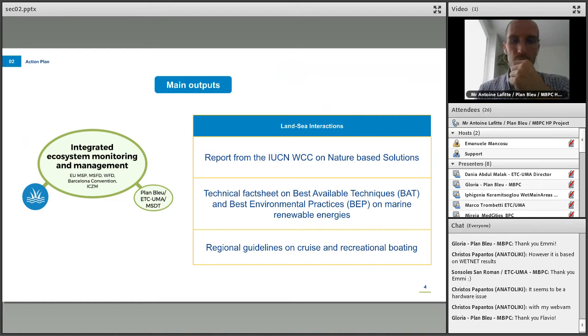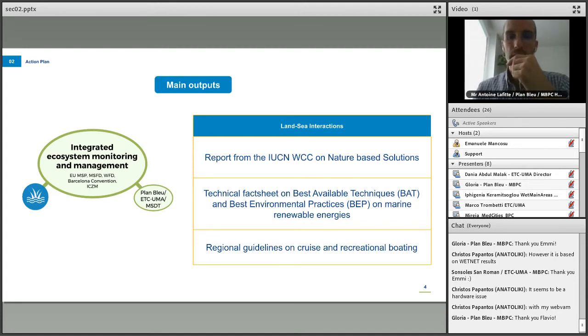Regarding the main outputs of this Working Group 3, the small drawing is showing the title of this working group, the link with the main policies like the Marine Spatial Planning, the Framework Directive, and also the Barcelona Convention, and especially all the work done under the ICZM and MSP work at the Mediterranean level. Plan Bleu, ETCUMA, and the Ministry of Sustainable Development and Tourism of Montenegro coordinate the work done under this working group three.